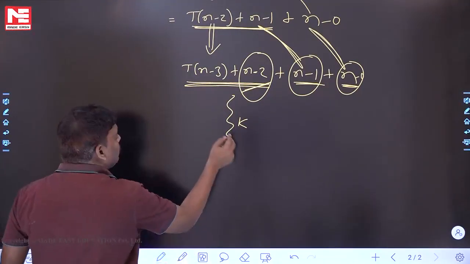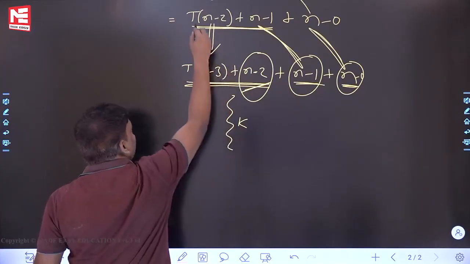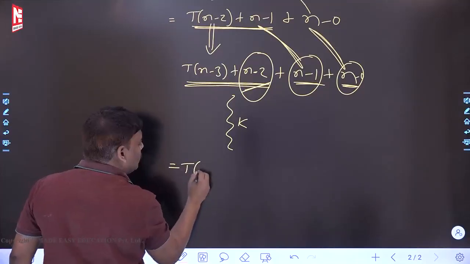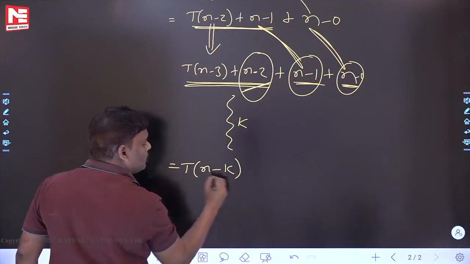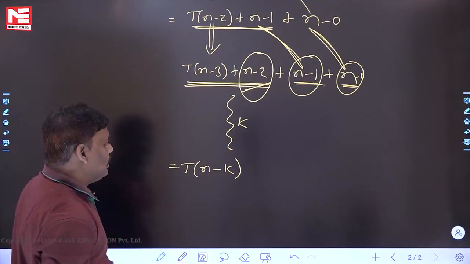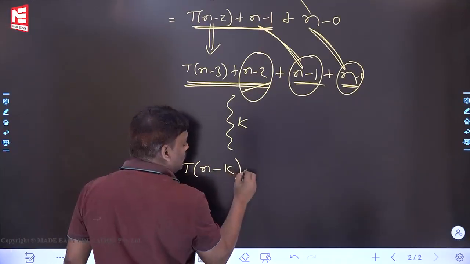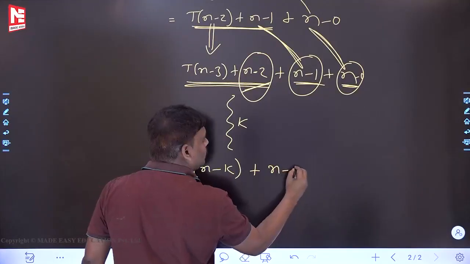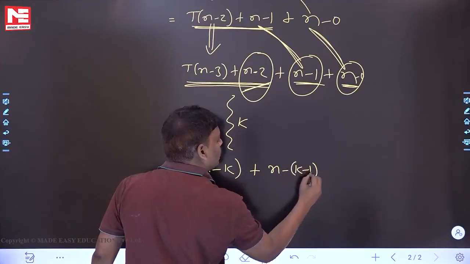Can you help me now? 3 times if I do, this is the story. 2 times if I do, this is the story. If I do k time, what is the answer? If I do k time, T of n minus k. Can you help me now? If it is T of n minus k, what about this one? What is the answer? N minus k minus 1. 1 less.